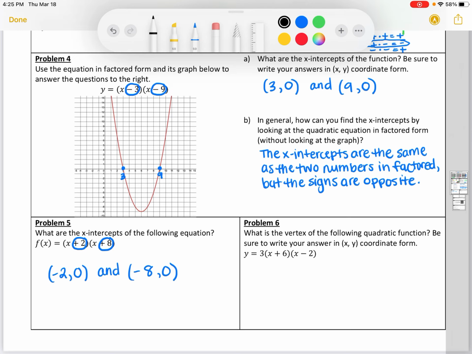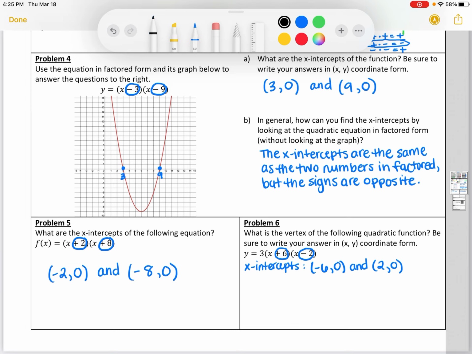So the first step, if I'm trying to find my vertex from my factored form equation, is I do need to find my x-intercepts first. And we just talked about how to do that. I can find my x-intercepts from factored form by looking at the +6 and the -2 and flipping the signs. So my +6 tells me I have an x-intercept at -6, 0, and then my -2 tells me I have an x-intercept at 2, 0.